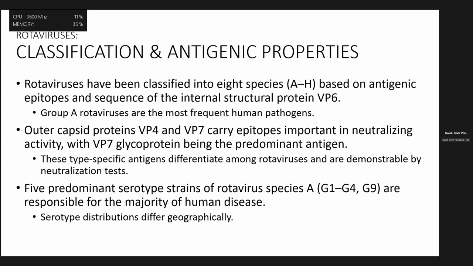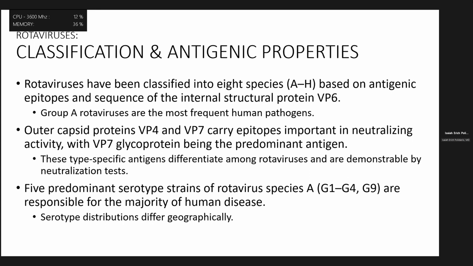Rotaviruses have been classified into 8 species, A to H, based on antigenic epitopes. Group A rotaviruses are the most frequent human pathogens. The outer capsid proteins, VP4 and VP7, carry the epitopes important in neutralizing activity, with the VP7 glycoprotein being the dominant antigen. These type-specific antigens differentiate among rotaviruses and are demonstrable by neutralization tests.